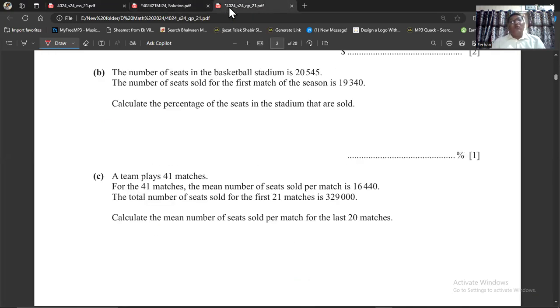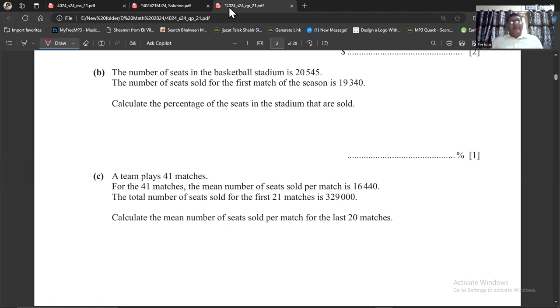Okay, so question number 1, and it's C part. A team plays 41 matches. For the 41 matches, the mean number of the seats sold per match is 16,440. The total number of the seats sold for 21 matches is 329,000. Calculate the mean number of the seats sold per match for the 20 matches.